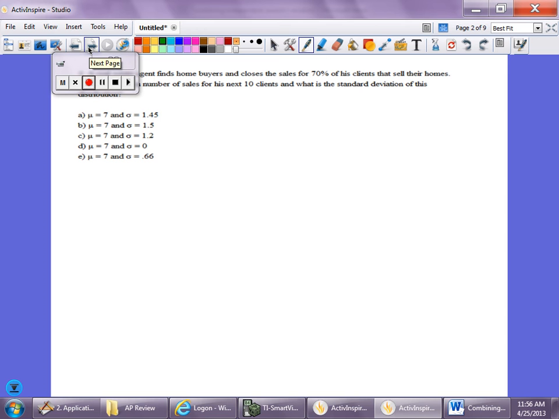A real estate agent finds homes and buyers for 70% of its clients. What is the mean number of sales for his next 10 clients? Again, it's a multiplying by 10. The only difference here is that because it's a proportion, the standard deviation is going to be based on the square root of n times p times 1 minus p. Okay? Because we're dealing with proportions and not numbers. So when we're dealing with proportions, that's the formula for standard deviation. So just a heads up, that's something we didn't actually review in class today.